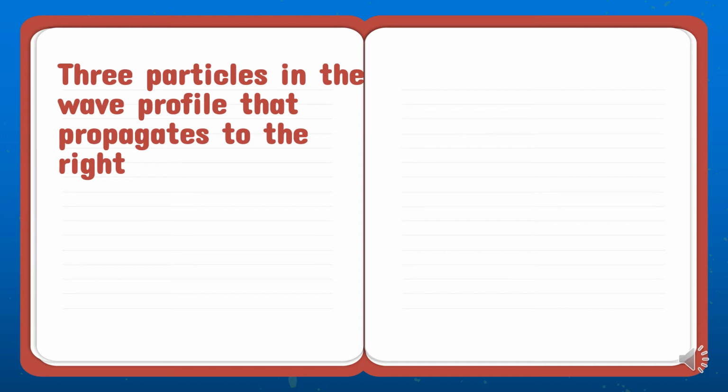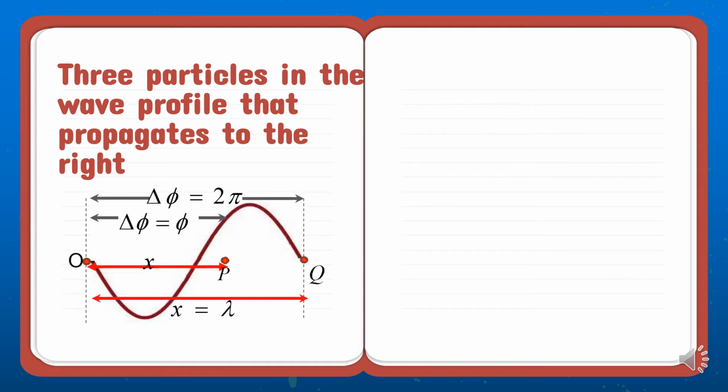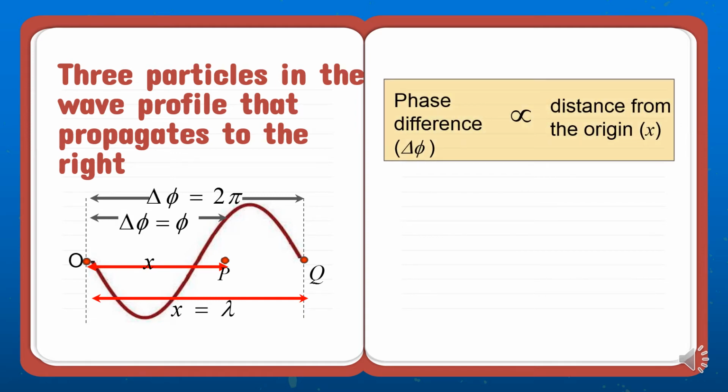Consider three particles in the wave profile that propagates to the right as shown in the figure below: point O, point P, and point Q. From this graph, the phase difference delta phi equals 2 pi when the distance x equals the wavelength. When the phase difference delta phi increases, the distance x between two particles also increases. Therefore, the phase difference delta phi is directly proportional to the distance from the origin x.